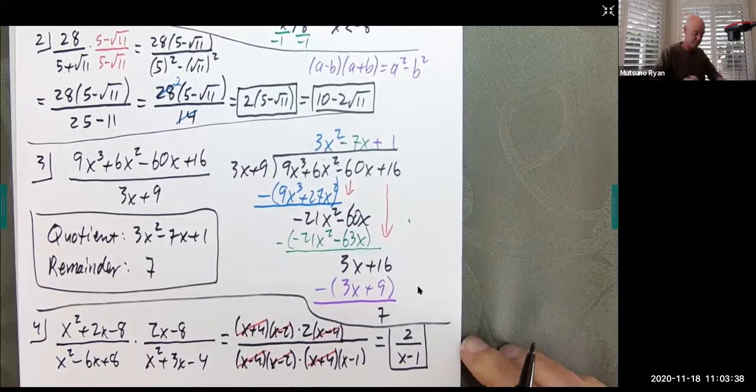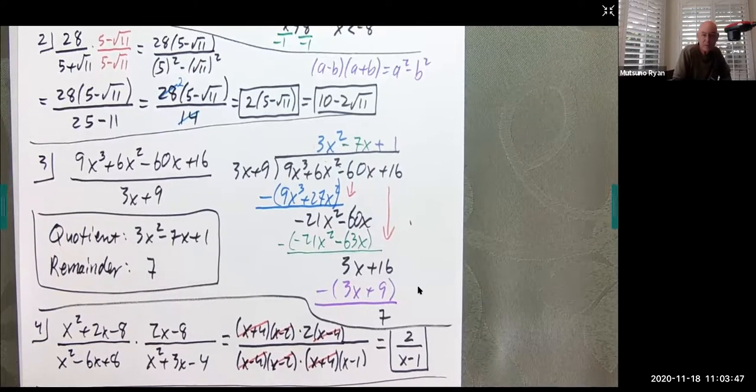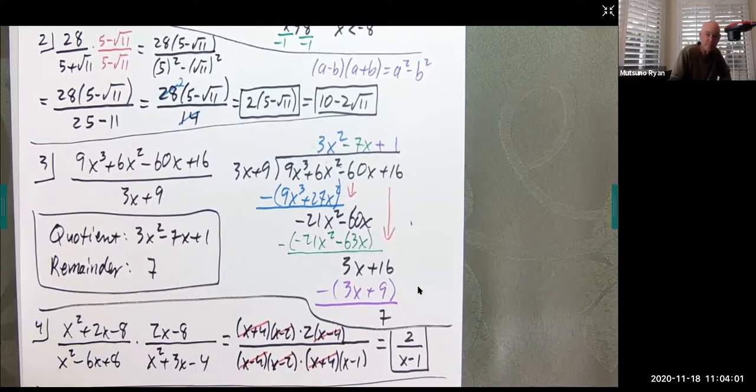Now the second part of 4 has a division problem. And if you remember with division, we're going to take that second fraction and flip it, take the reciprocal, and then multiply.